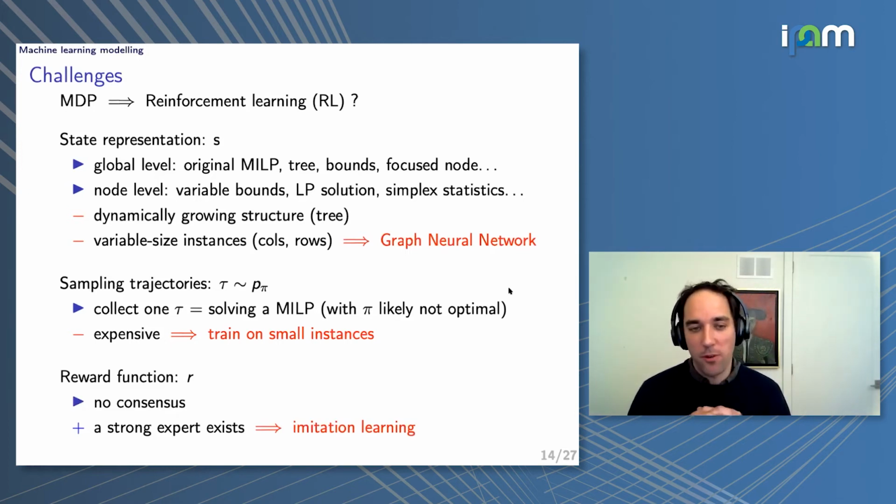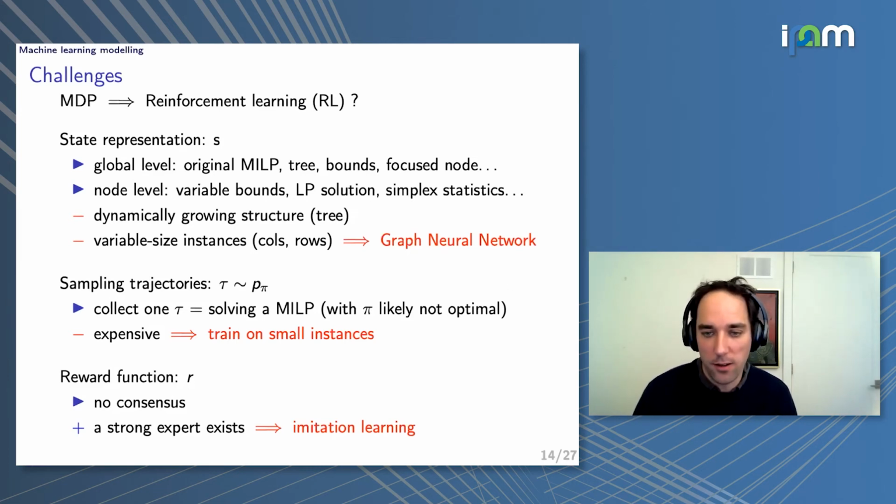Then, and perhaps foremost, the problem is one of a reward function, right? If you're going to build this RL agent, you need to specify a reward function. Here, there's no real consensus on what the reward should be. And so instead of trying to handcraft a reward function, we turn to the solvers and say, for each decision they make, each branching decision, they have a good expert, okay? The expert may be myopic, but it's still a very good expert. And so instead of deploying a full RL system, we think of it like an imitation learning problem, okay?